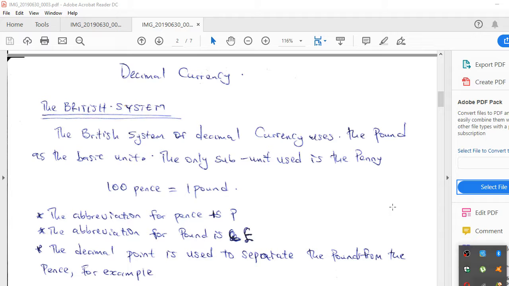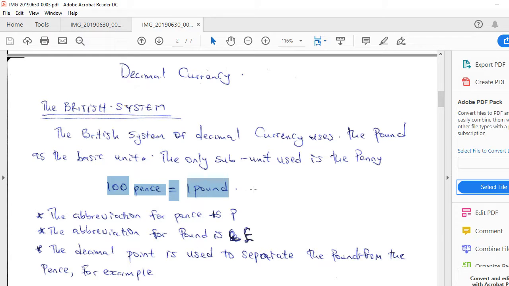The only subunit used is the penny. For values that are less than a pound, they use the penny. And we can understand that 100 pence is equal to 1 pound. 100 pence, that's the conversion. 100 pence is equal to 1 pound.